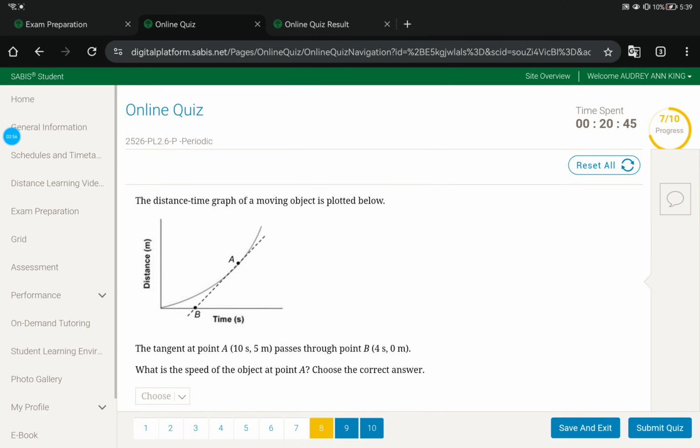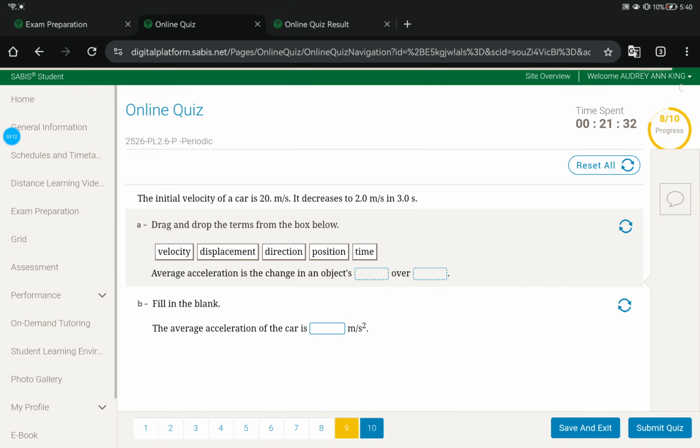The tangent point 10 seconds in 5 passes through point 4 seconds in 0. Okay, so you're just going to do the formula again. So 10 minus 4 over 5 minus 0, so you get 5 over 6, which is 0.83.